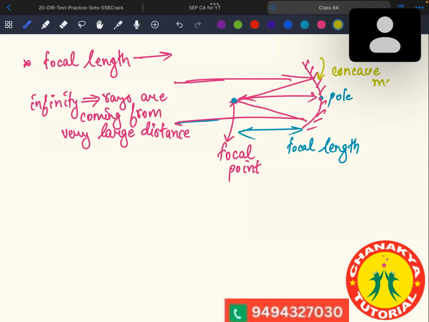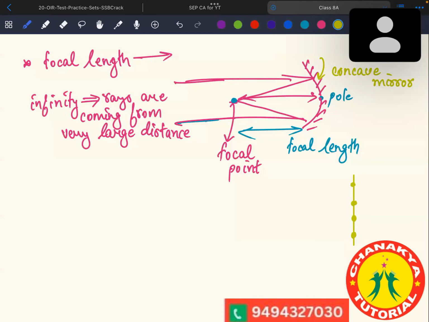Does this work for a plane mirror? You are asking about the pole for a plane mirror. Yes, sir. A plane mirror itself is flat, so you can measure any distance from any point. You can take this point, this point, or this point, and you will get the same distance.